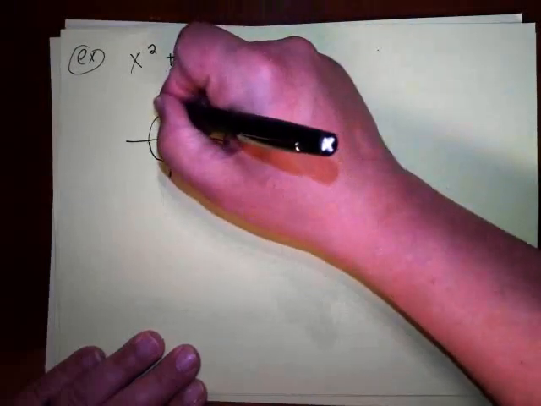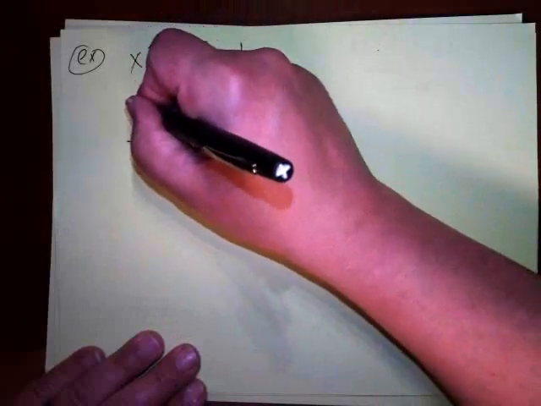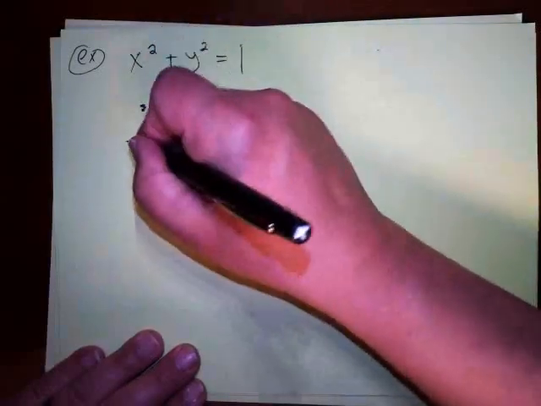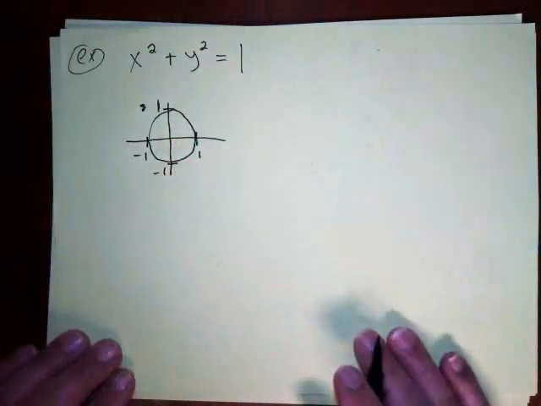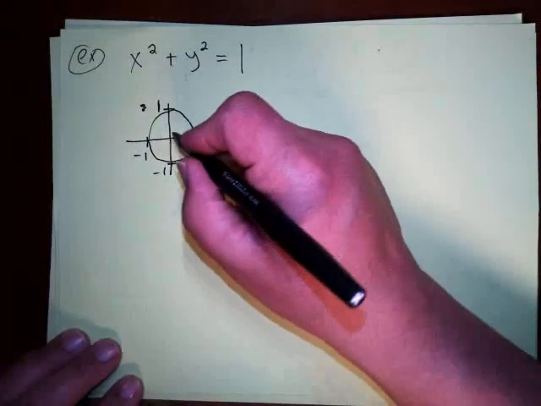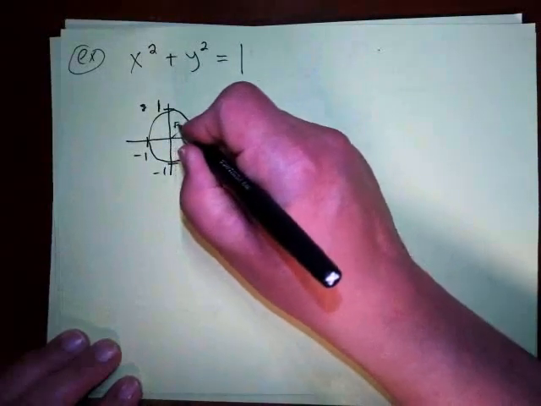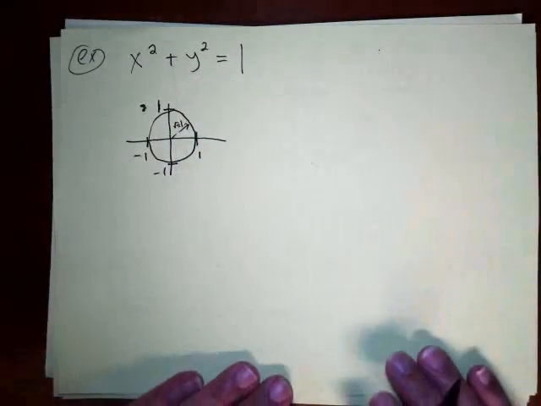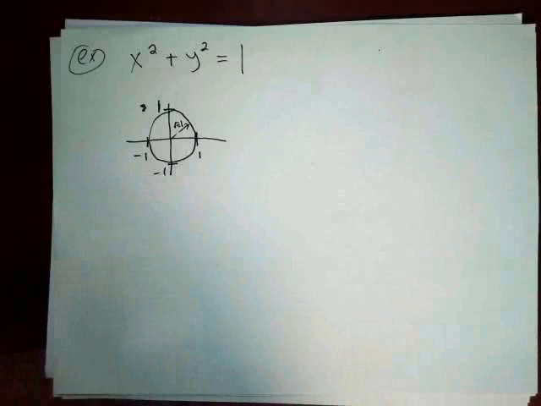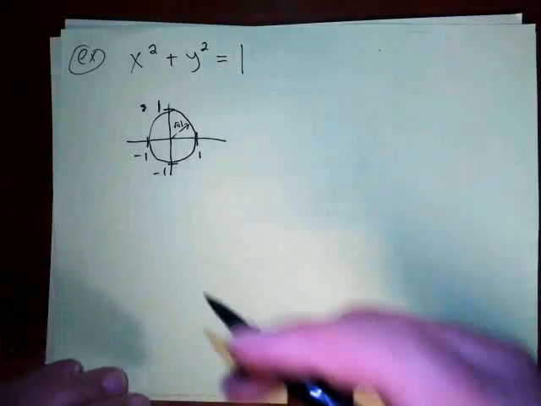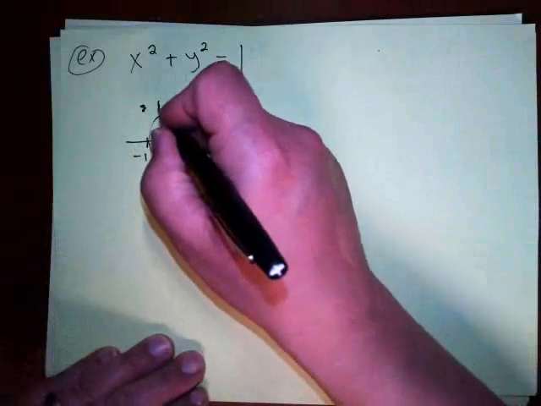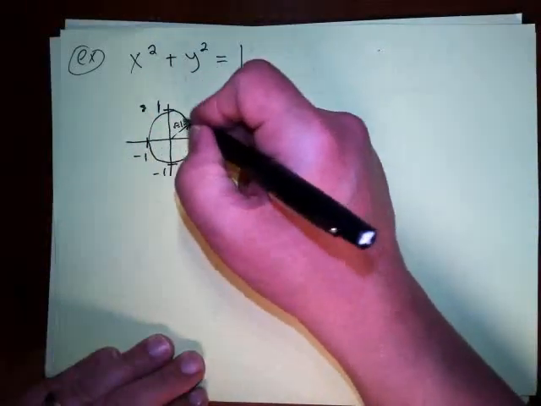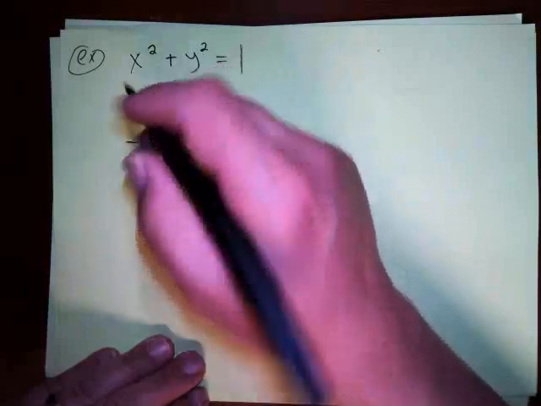So this is 1, this is 1 up here, this is -1, this is -1, okay? And so this is a circle centered at the origin. It has a radius of 1. Okay? And so when we think of relations, we're thinking the domain and range are real numbers. Even between -1 and 1, of course, there's an infinite number of real numbers. So around this circle, there's an infinite number of points.